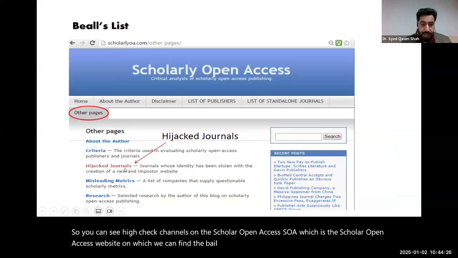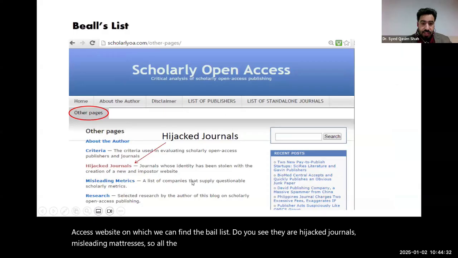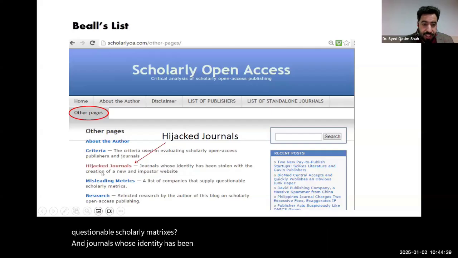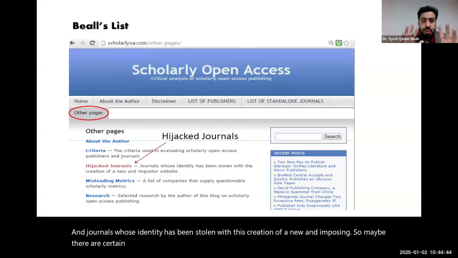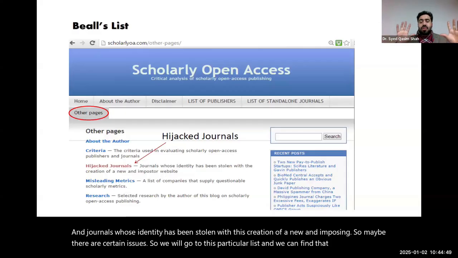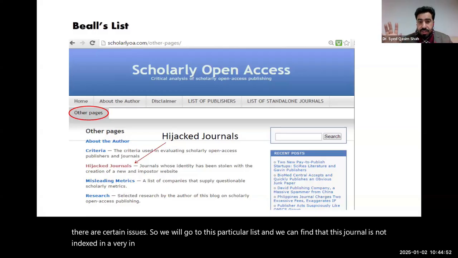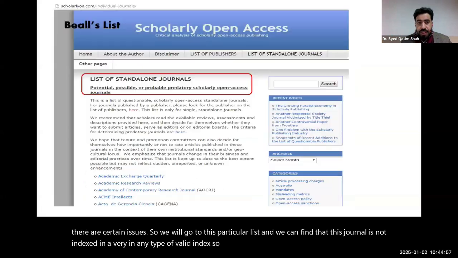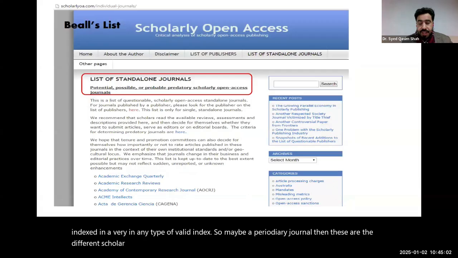You see, there are hijacked journals and misleading metrics. All the information is there: a list of companies that supply questionable scholarly metrics, and journals whose identity has been stolen with the creation of a new imposter. So maybe there are certain issues. We will go to this particular list, and we can find that this journal is not indexed in any valid index, so it may be a predatory journal. These are the different pages on the Scholarly Open Access website. You can check it.